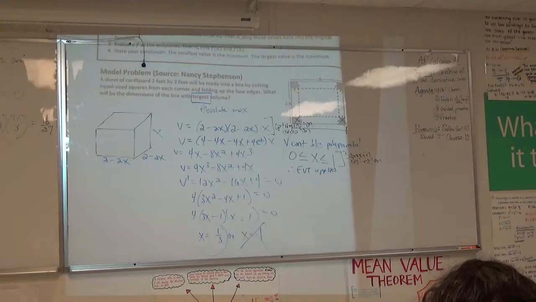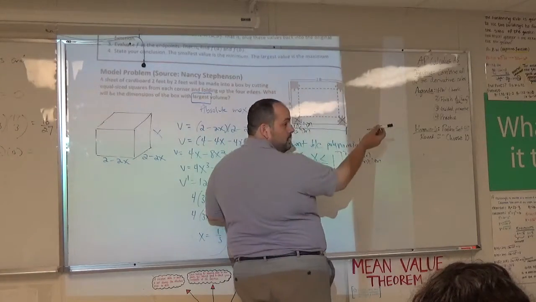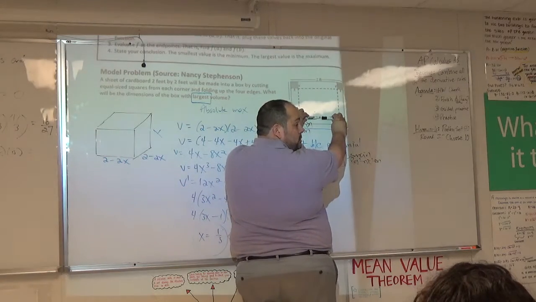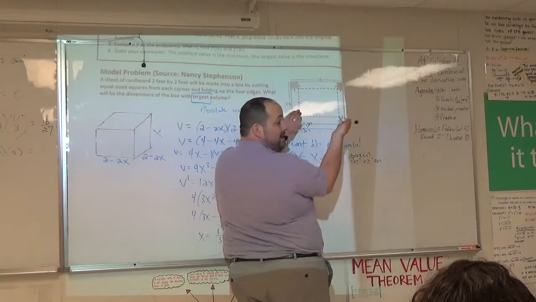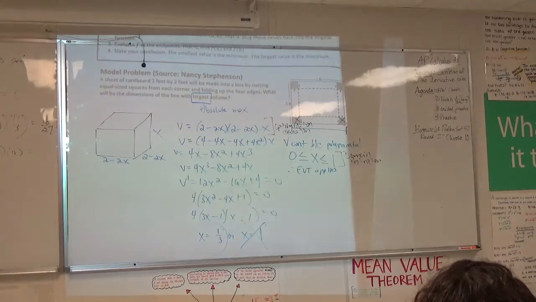And plug in 1, what's the volume going to have to be here? 0. Somebody convince me why this has to be 0. Why does this have to be 0? Think about the situation. What did you do? You cut off one from each side so that there's essentially no box. When I made my square, I cut off a foot from this side, I cut off a foot from this side to make my squares. I throw my squares away and I say make a box. I have nothing left. Boom. I'm empty.